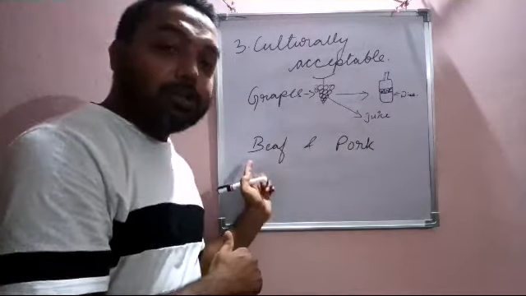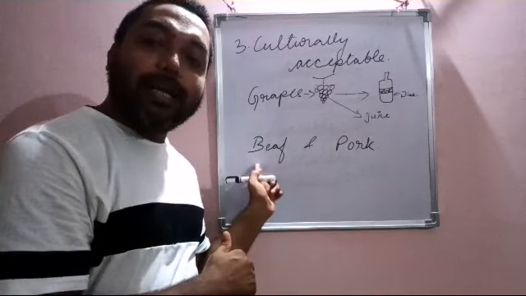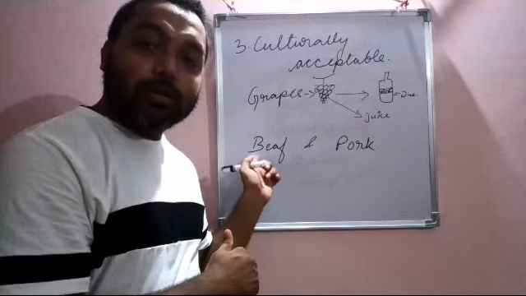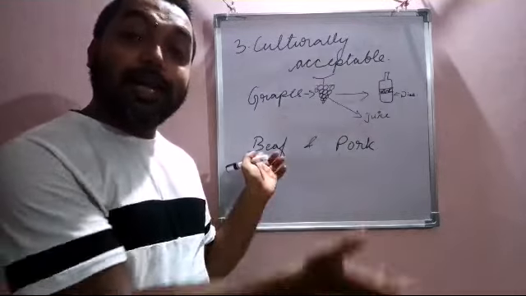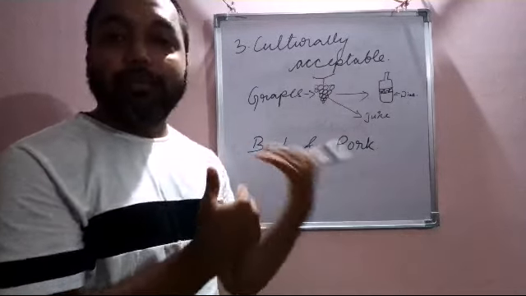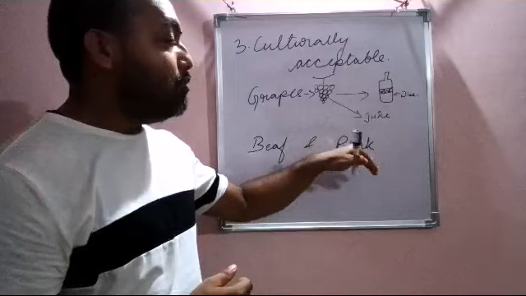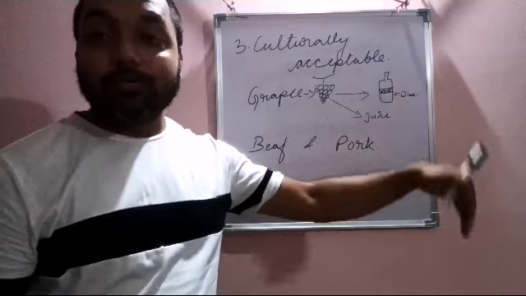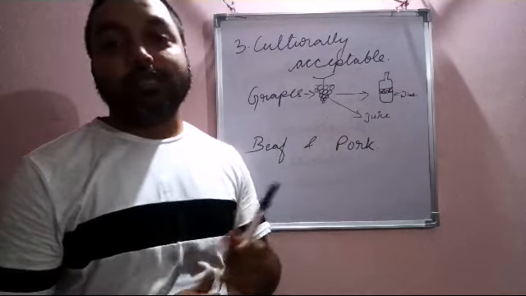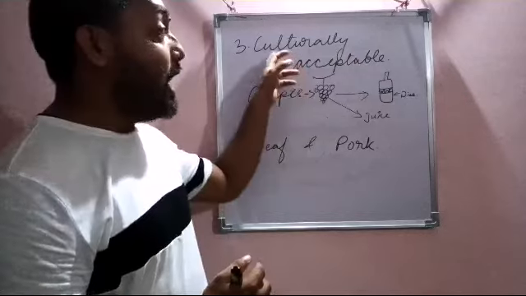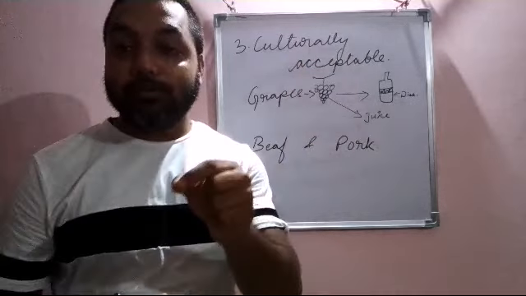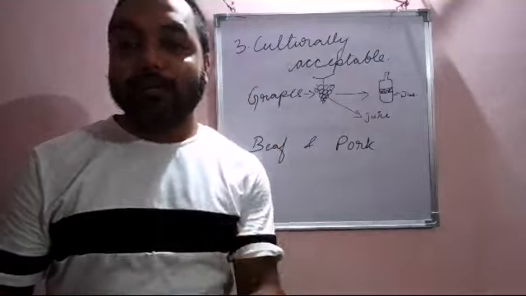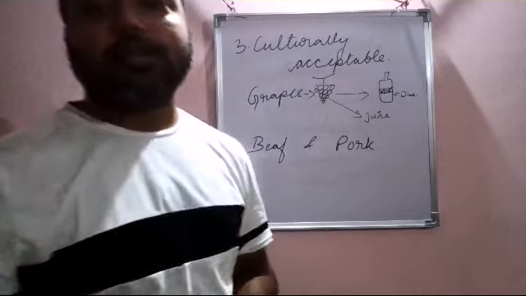So because their culture doesn't allow them to eat pork, beef is a resource for them, and because the other culture allows them to eat pork, pork is a resource for them. This is the example of how culturally acceptable a particular thing should be, then only will it be termed a resource.